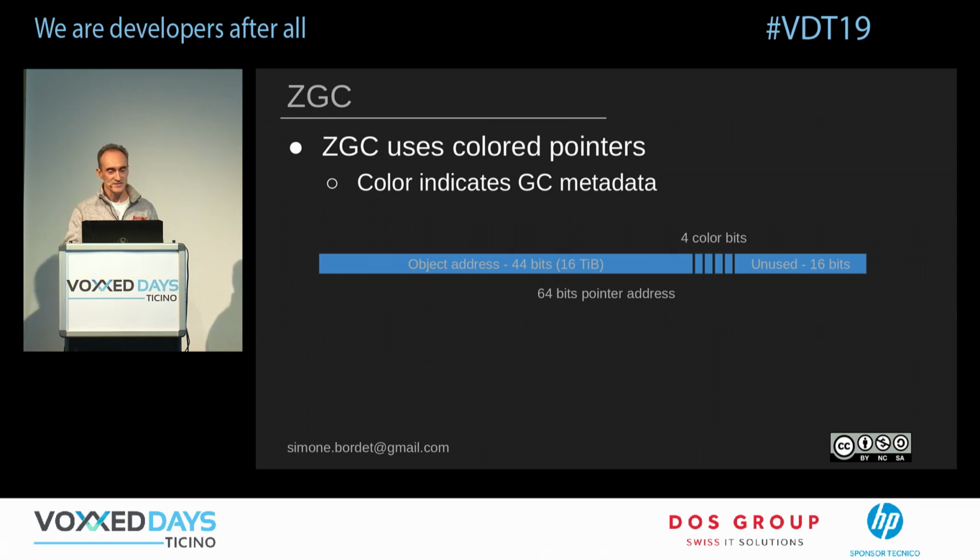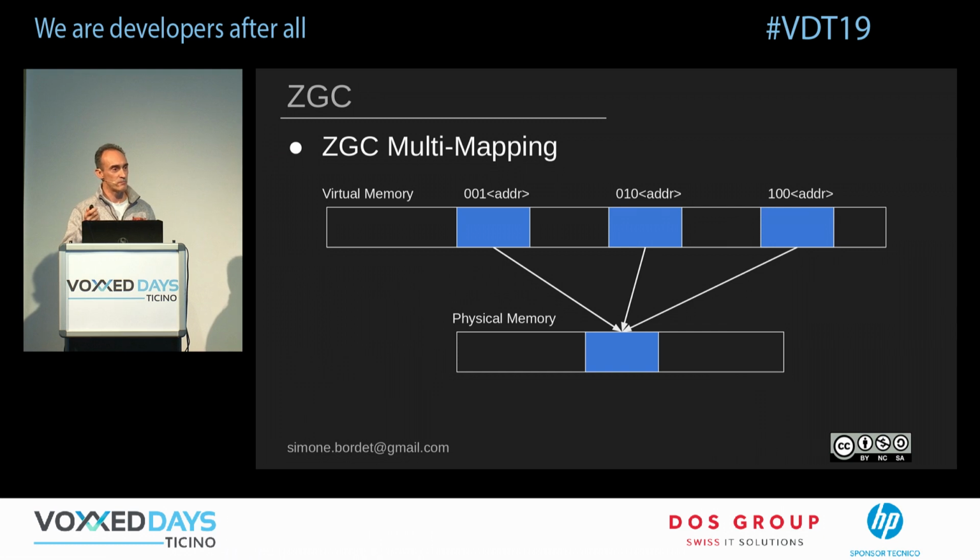But what happens when you change a bit of a pointer? Well, you have virtual memory, and if the address looks like this, 001, these are the colored pointers, and then the address of the pointer, then you are in a region of the virtual memory. But if you change one of those bits and make it 010 and then the address, you are in a totally different region of the virtual memory, and so forth. If you go 100, you are in yet another region.